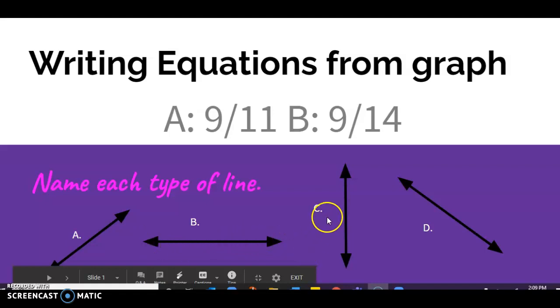The C line is opposite of our B. This is the vertical. It looks like the y-axis, but this is the one that we call undefined. And we move to our last one, the D line. Look at that one. That one would be pointing to that negative sign that we draw on the graph. So this one is the negative line or the negative slope.